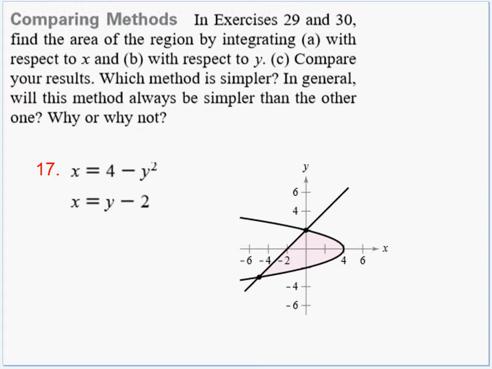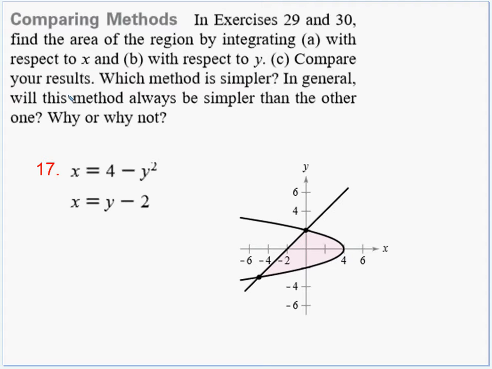All right, number 17. This is a biggie. Comparing methods in 29 and 30. Well, in the book I stole them out of it, 17 and 18. Find the area of the region by integrating A with respect to the x-axis, B with respect to the y-axis, and then C, compare the results. Which is simpler? Will this method always be simpler? Why or why not? So let's look at our number 17 here.